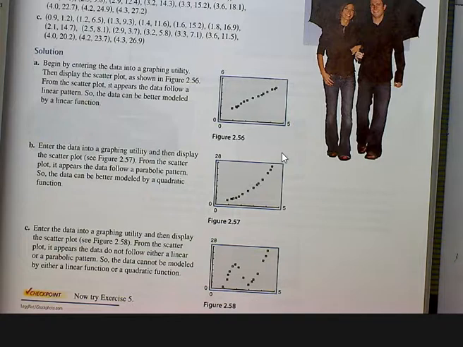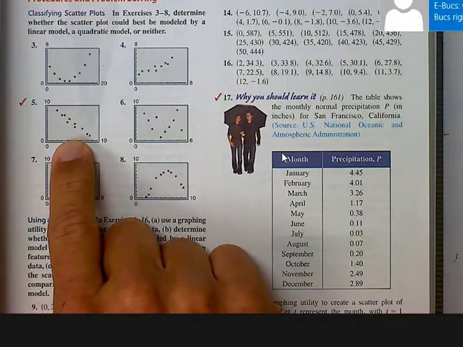Okay, let's go ahead and try number 5 and then see what we did here. I'll turn the book over here to number 5. It appears that number 5, based upon this picture, is going to be linear.